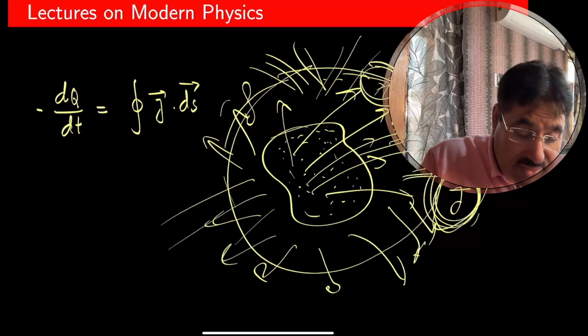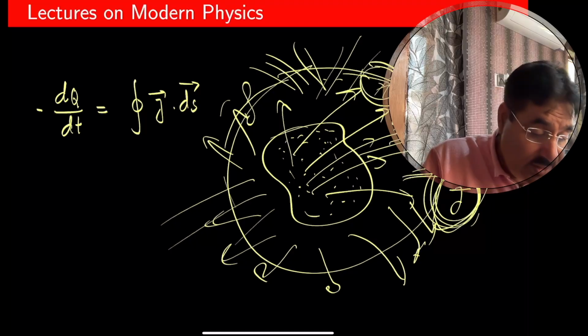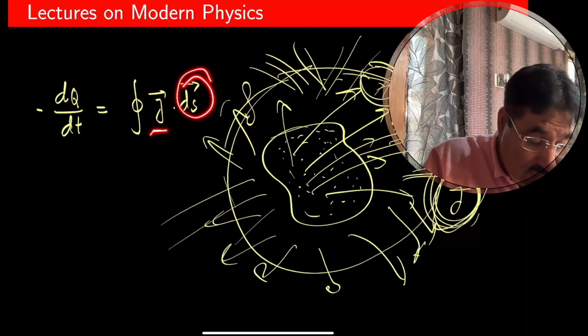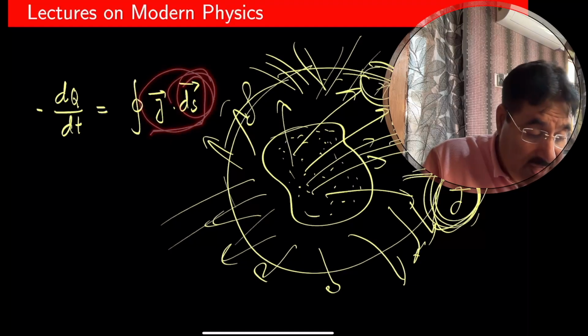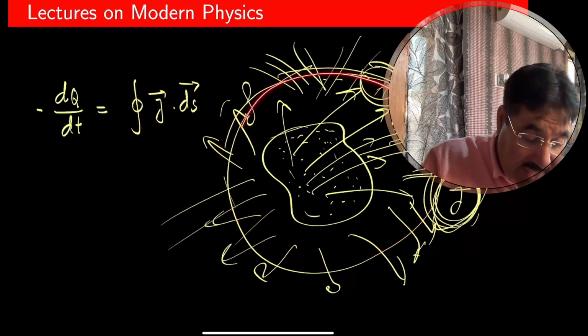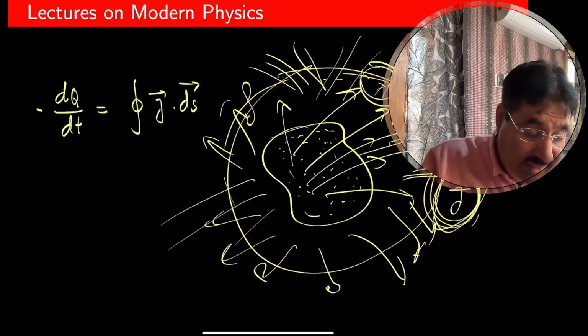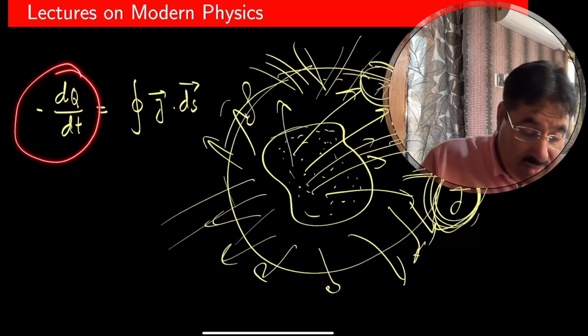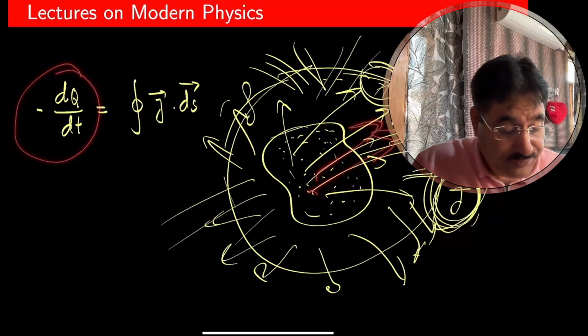J will tell me how much current is flowing per unit area. J dot dS is the projection of that current through that area. Then the integral is through the entire area. So you just sum up the entire current through the entire area. That gives you how much current is actually coming from the source, right?